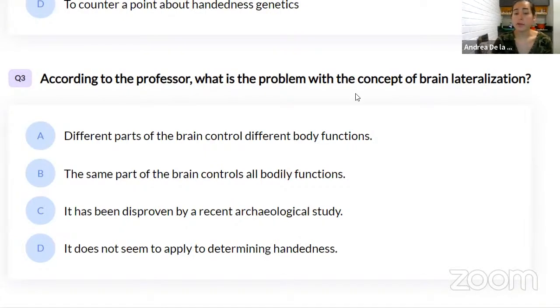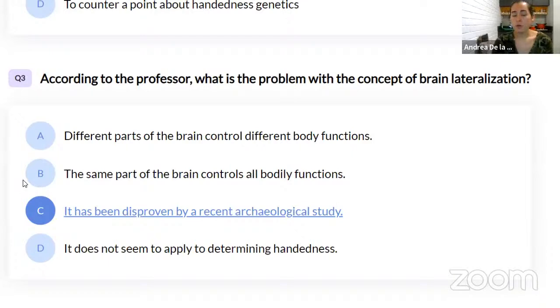Nice. Now, question 3 says, according to the professor, what is the problem with the concept of brain lateralization? Ricardo says C, I think Henry says B. C, B, okay. Maria Rene says B. Henry says C. Okay, Evelyn says C. Okay, guys, let's go for C, although I'm not completely sure.